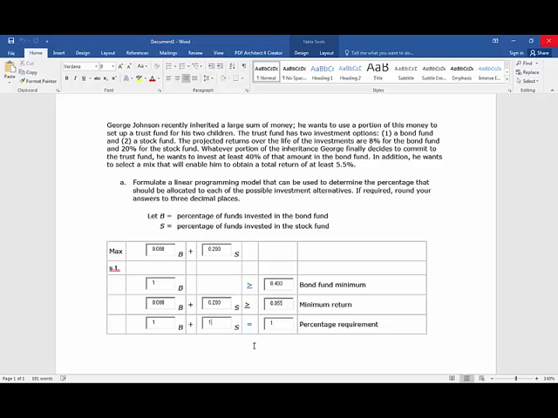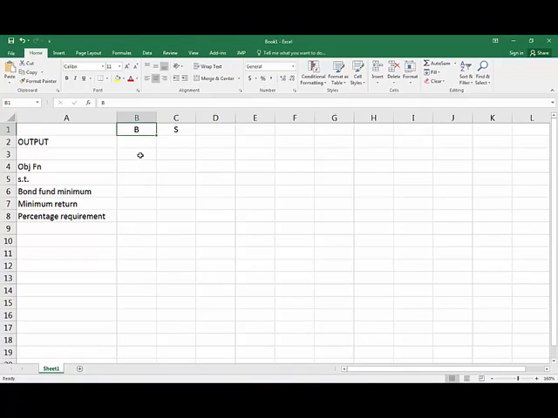Part B then goes on to talk about solving it. So we could solve it if we set it up in Excel. Remember, a variable is a column, the rows are constraints. So our objective function was for bond 0.08, 0.2 for stocks. The bond fund minimum was a 1, and we said that had to be greater than or equal to 0.55, 5.5%. The minimum, no, sorry, that's the 40%.